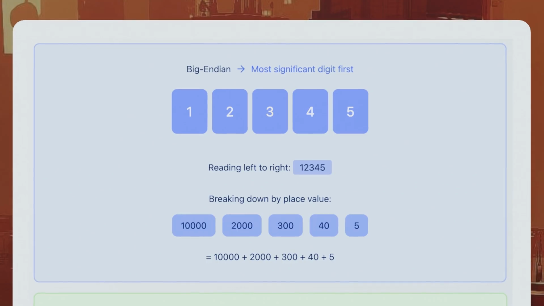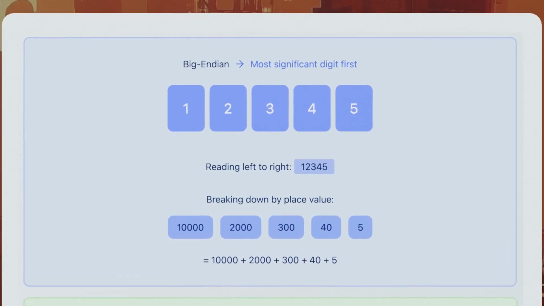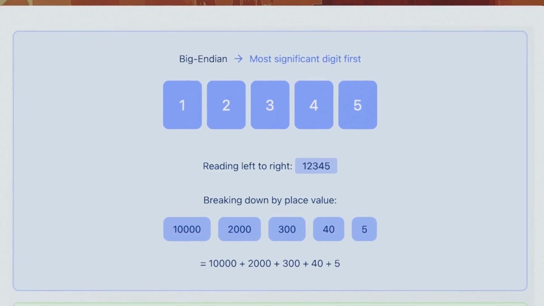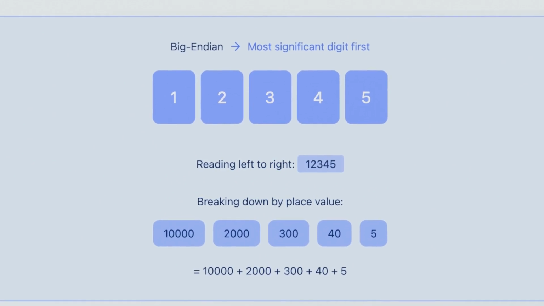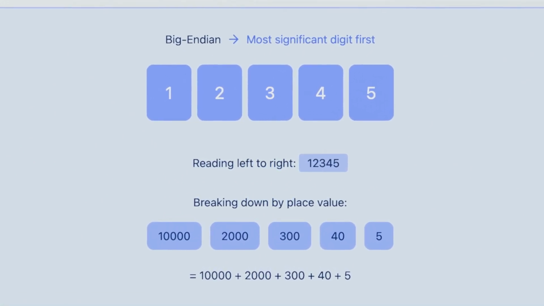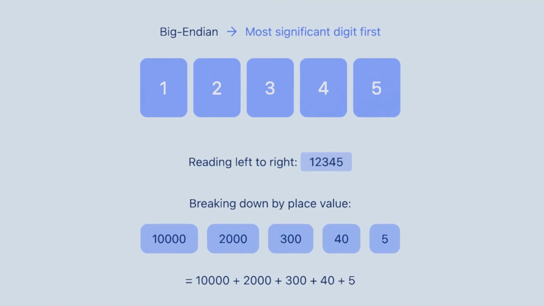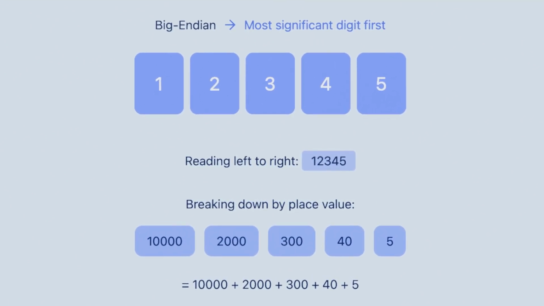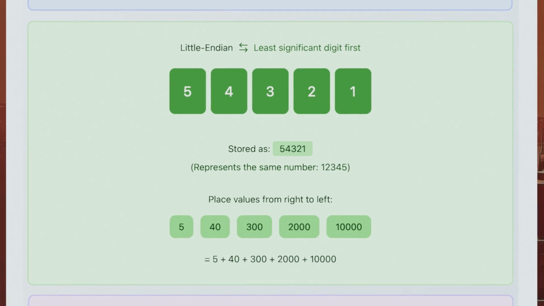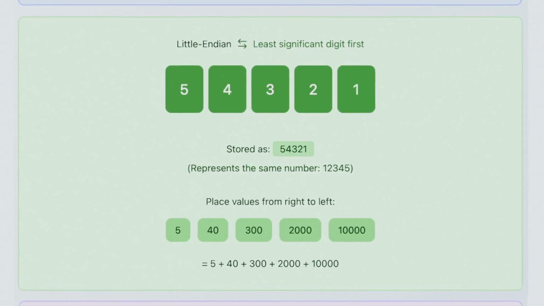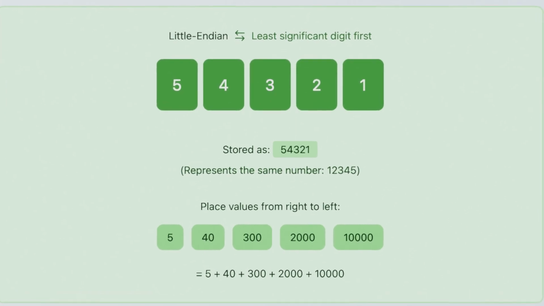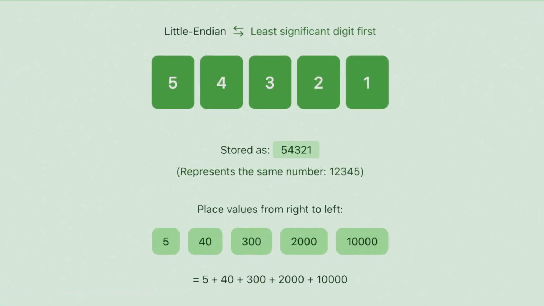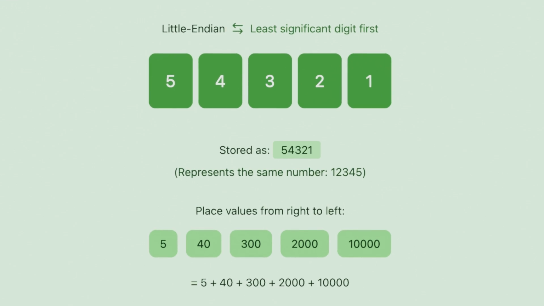Consider the decimal number, 12,345. We naturally read this in big endian format because the most significant digit appears first, on the left. The number actually represents 10,000 plus 2,000 plus 300 plus 40 plus 5. In little endian format, the least significant digit comes first, so the same number would be stored as 54,321. That is 5 plus 40 plus 300 plus 2,000 plus 10,000. Due to the commutative property of addition, this yields the same final value.